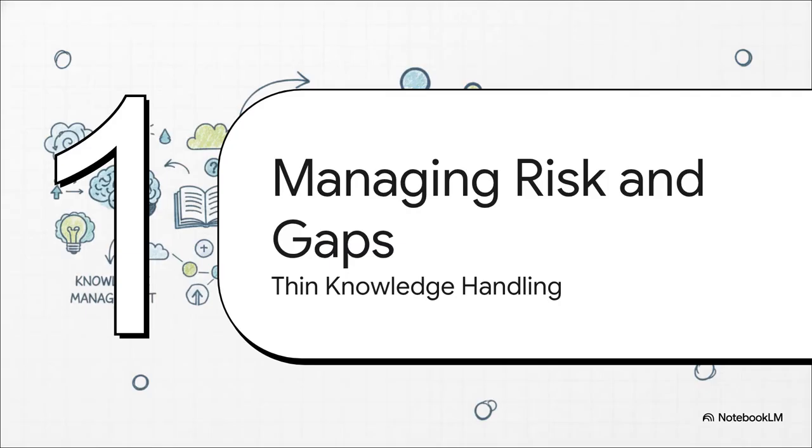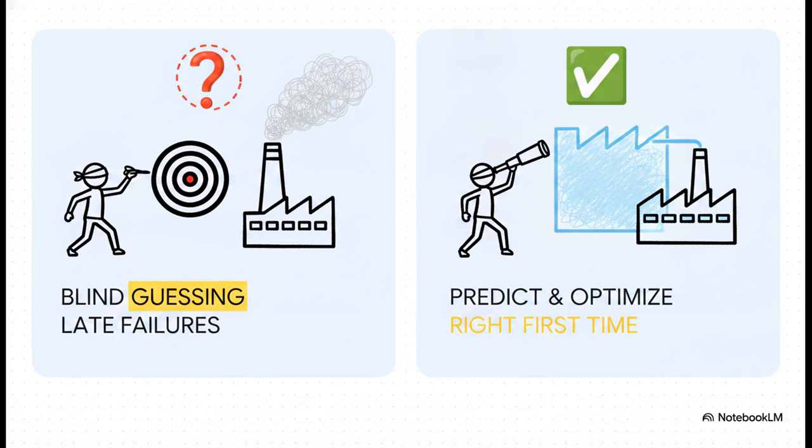All right, Section 4, Managing Risk and Gaps. What to do when development knowledge is thin. Let's just address reality for a second. Development knowledge is rarely perfect. Sometimes you inherit a legacy product, or you get handed a process where the data is frankly alarmingly thin. Without QbD understanding, you're essentially throwing darts while blindfolded.